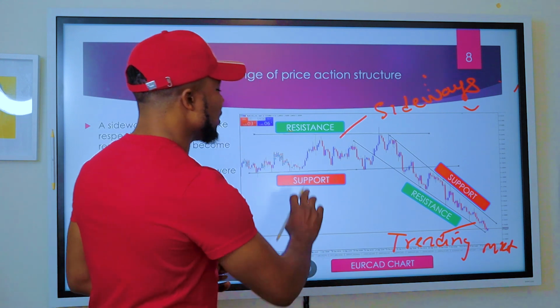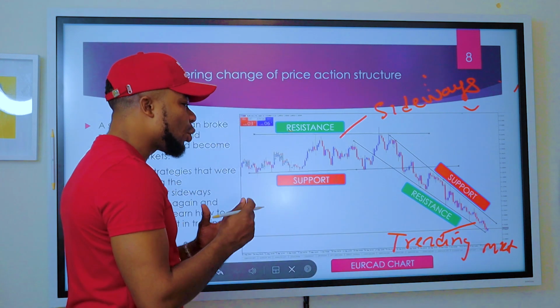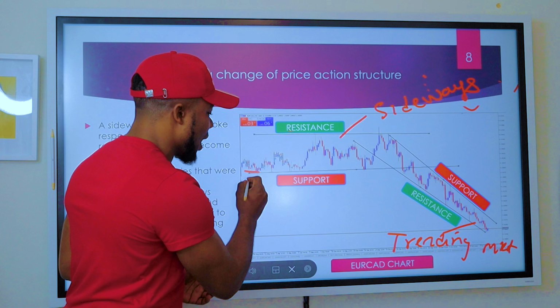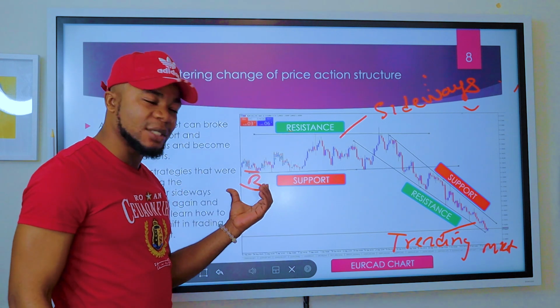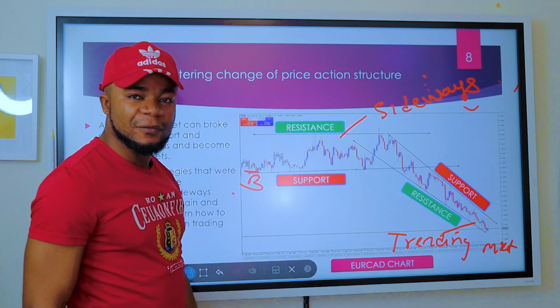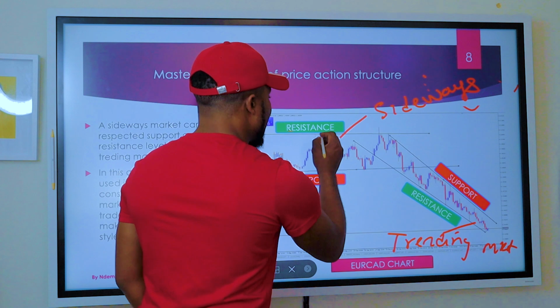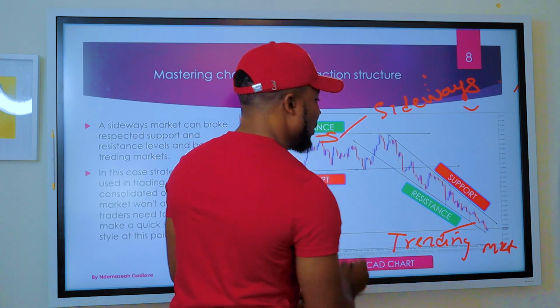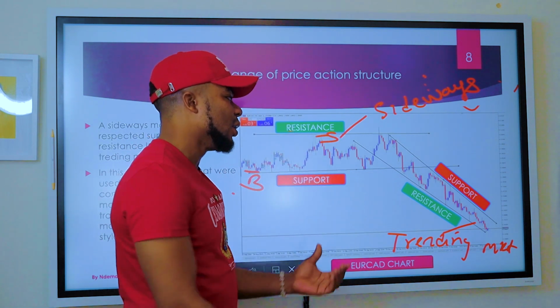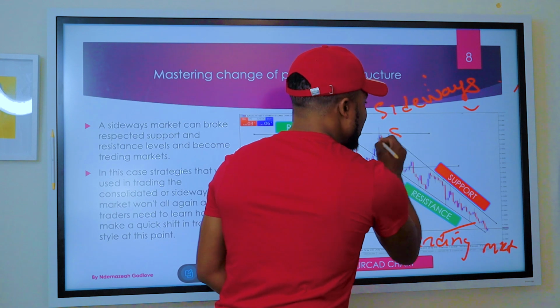Because, for example, since this one is a sideways market, I already know that if the market comes here, I'll buy. If the market comes to my support, I'll buy and put my take profit at the next resistance. If the market comes to the resistance, I will sell and put my take profit at the next support. When it comes here, I'll buy. When it comes here, I will sell.